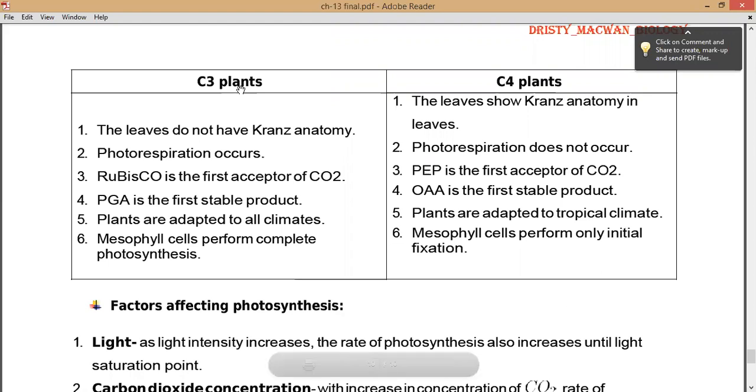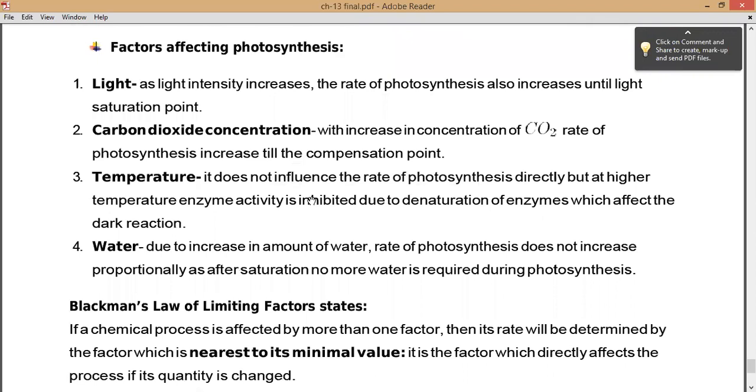Next, now we are going to see what the factors affecting photosynthesis are, right? We have seen photosynthesis in detail, and what the reactions, pathways and cycles involved in photosynthesis are. But now we are going to see the factors that affect photosynthesis, that do not allow photosynthesis to occur in a proper manner, right? So there are 4. First is light, second is carbon dioxide, third is temperature, and the fourth is water. So we'll be seeing all 4 of them in detail, right?